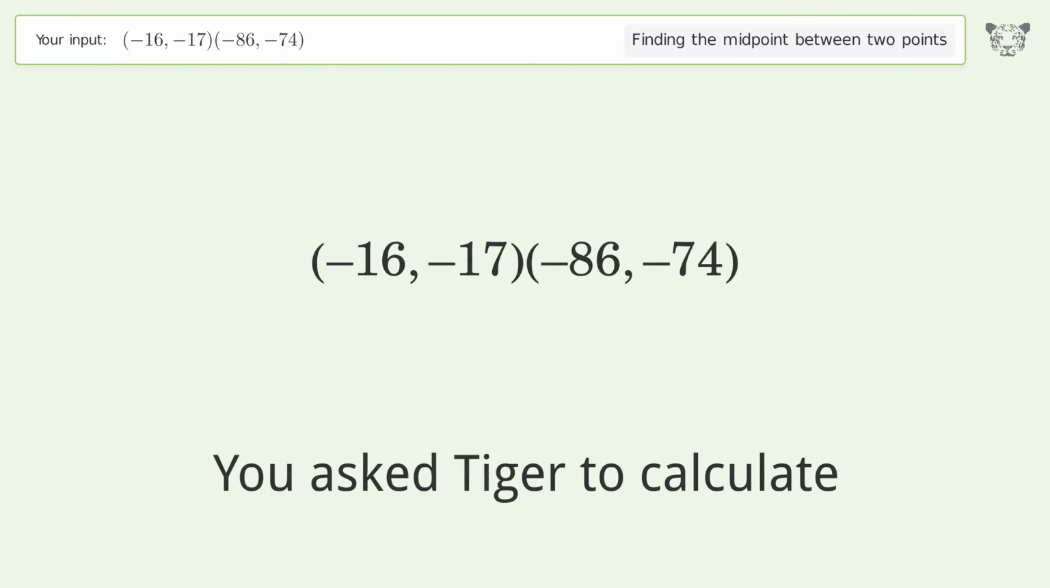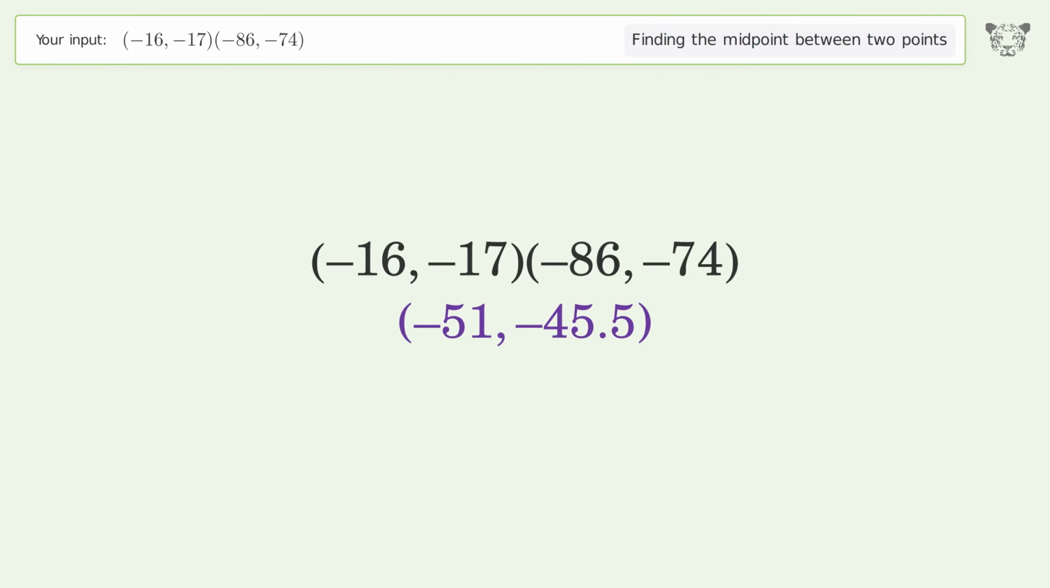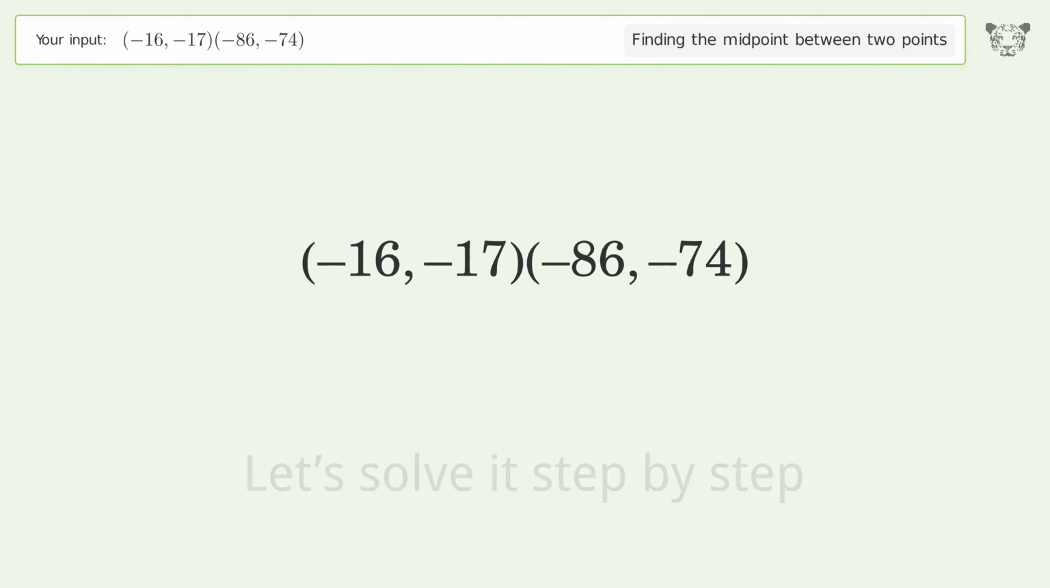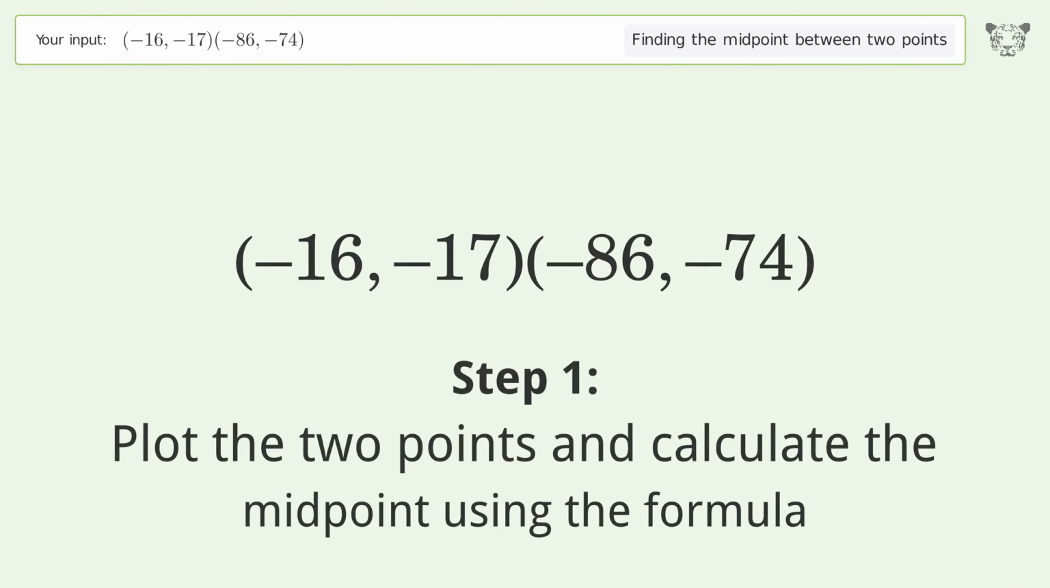You ask Tiger to calculate. This deals with finding the midpoint between 2 points. The midpoint between the 2 points is -51, -45.5. Let's solve it step by step. Plot the 2 points and calculate the midpoint using the formula.